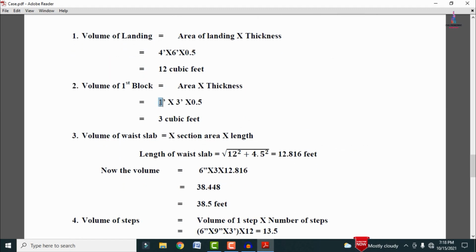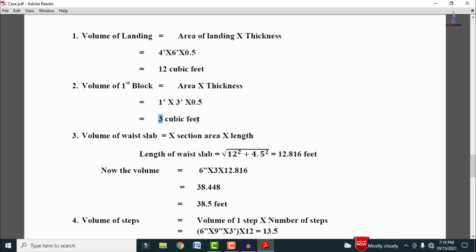Okay, so here, not 1 value, 2 value: 2 multiplied by 3 feet multiplied by 0.5, which comes under the value of 3 cubic feet. Here, 2 feet is the length of that respective block and 3 feet is the width of that respective block. The 3 feet value will be considered as the length of that respective staircase up to the landing mark, multiplied by the thickness of the block, which comes under the value of 3 cubic feet.